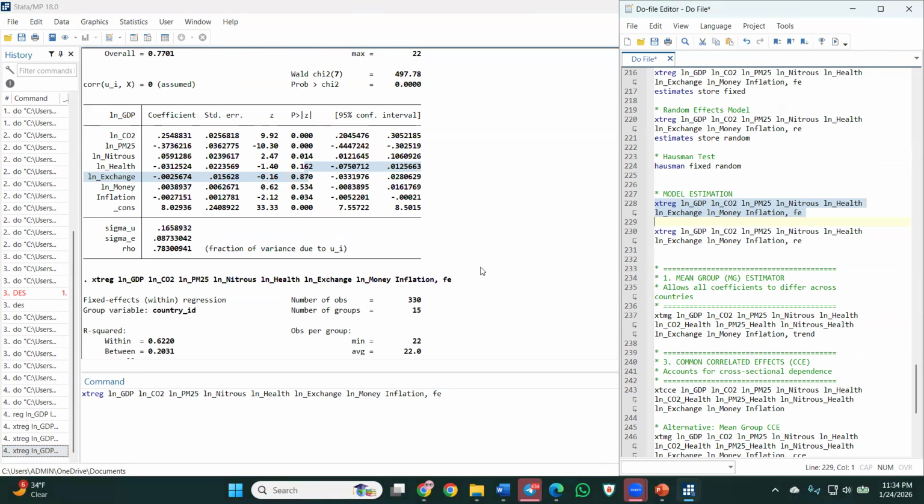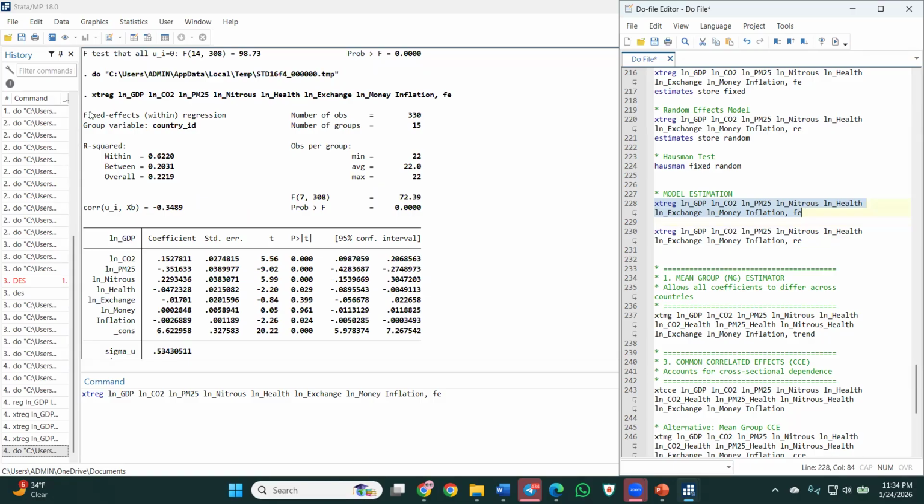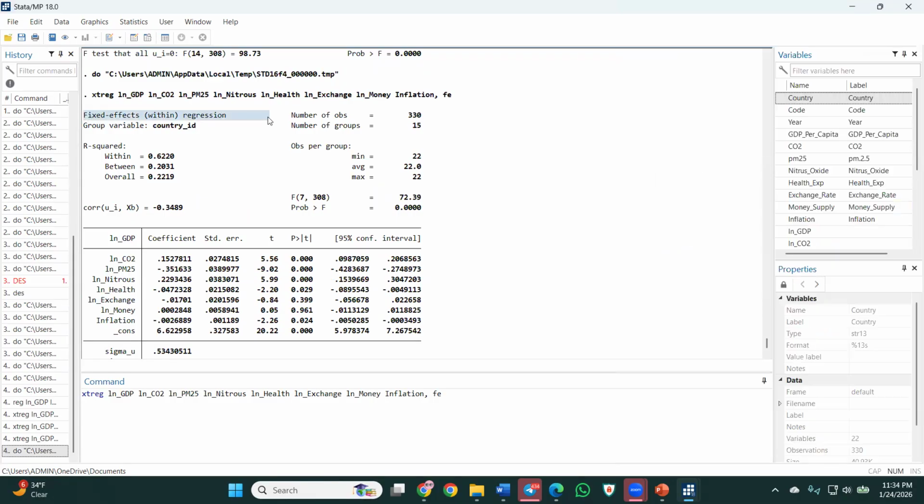But most times, as I said, we use the Hausman test to determine which one to use. But in this case, based on our cross-sectional dependency and the other results, it is not appropriate to use them because they do not address the cross-sectional dependency. So let me run the FE. So you see that this is the FE, fixed effect regression.